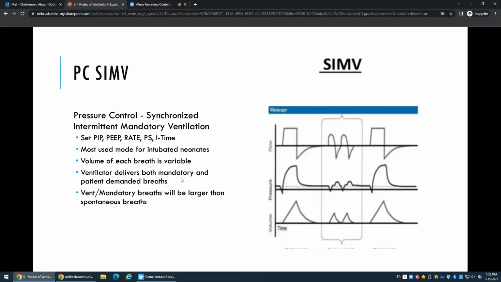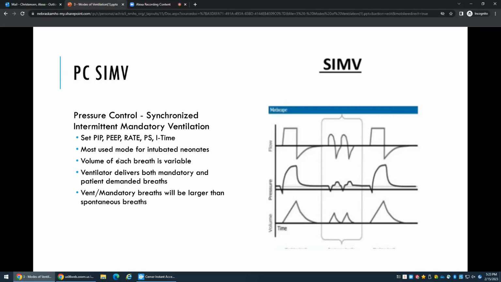The ventilator is going to give both mandatory breaths and patient demanded or spontaneous breaths. Your ventilator breaths will be bigger than your spontaneous breaths. Here's a vent breath. Here's a patient breath. Here's a vent breath. These are spontaneous breaths. This mode can be used all the way for moderately sick neonates or babies with poor ABGs, all the way down to babies who are ready to be extubated. Like I said, this is kind of a jack of all trades mode.